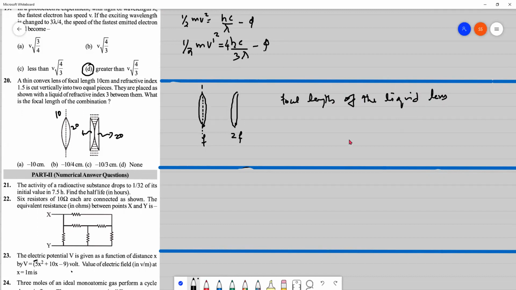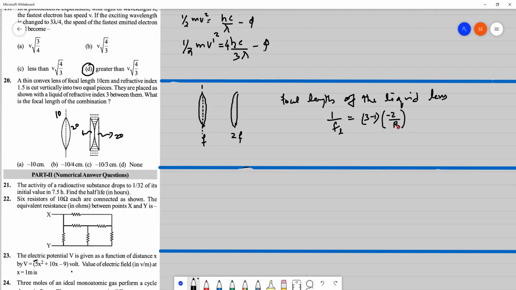You have to find the focal length of the liquid lens. In that case, 1 by f of the liquid lens is equal to (mu minus 1) times (2 by r). The refractive index of the liquid is 3, so it is 3 minus 1 into 2 by r. It is a concave lens, so it will be minus 2 by r.